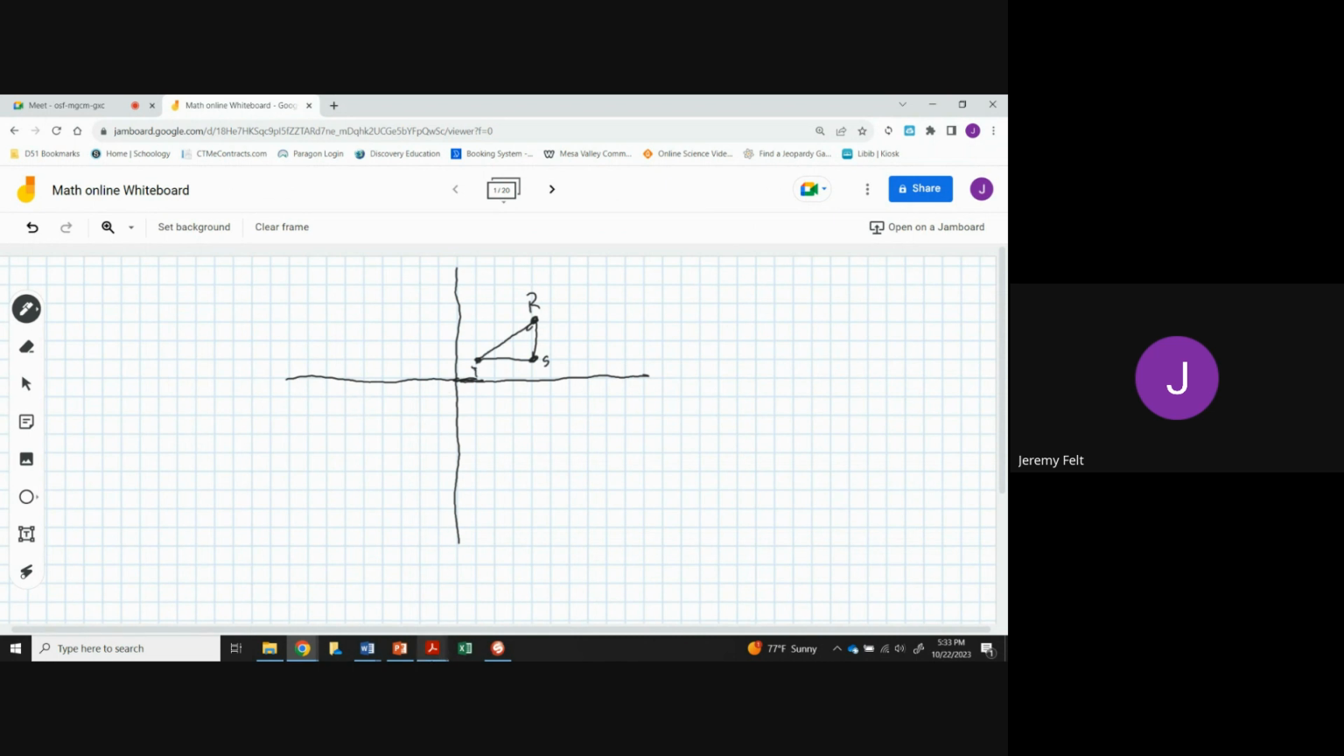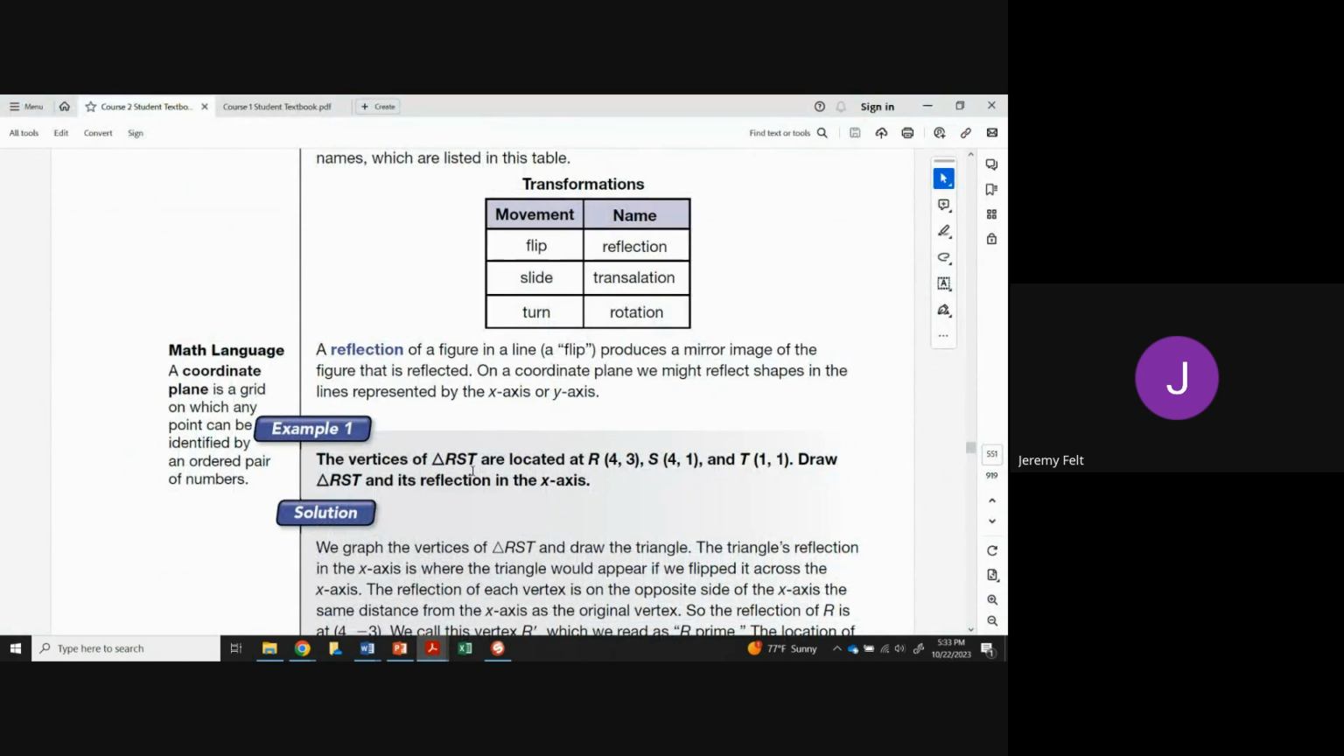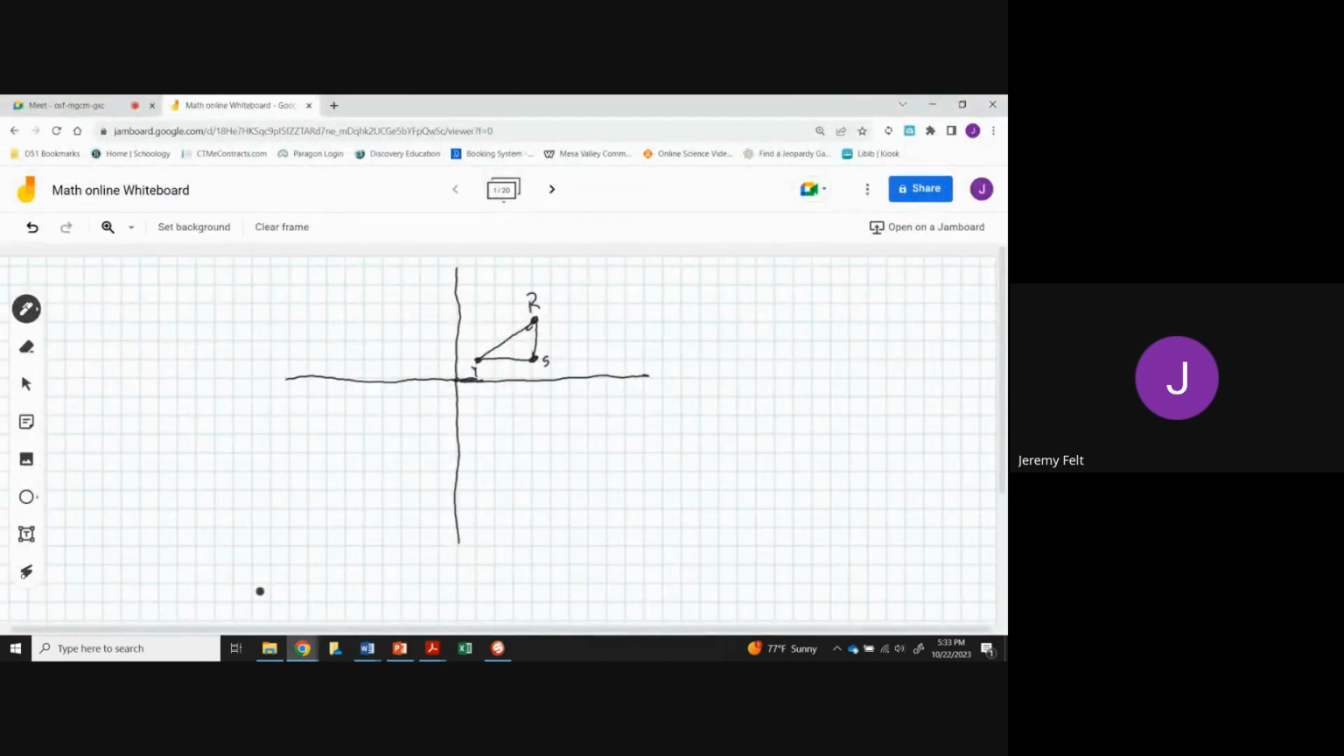And now we're reflecting it. So pay attention. Draw RST and its reflection in the x-axis. We have to pay attention. So again, this is x and y. So sometimes we reflect it about the y-axis, sometimes about the x-axis. We can even do it across some other line. So we're doing it across the x-axis. Okay, T is going to be reflected. T is going to be here. S is 1 away from here, so it's going to be 1 away from here. And R is 1, 2, 3, 4 away, so it's going to be 1, 2, 3, 4 away here.